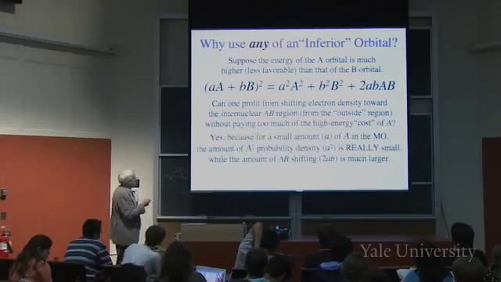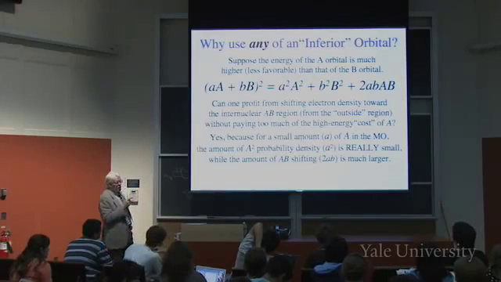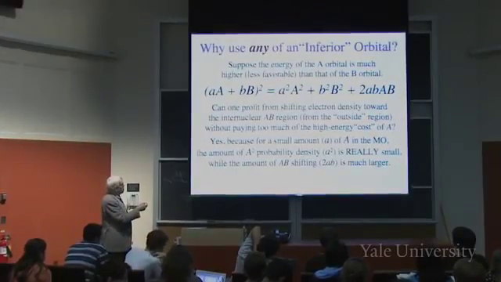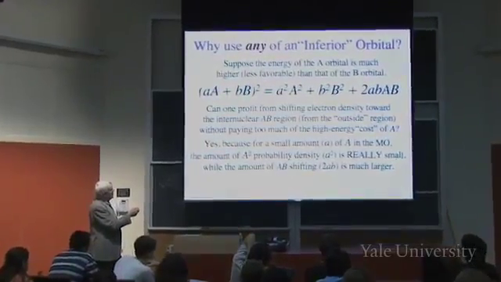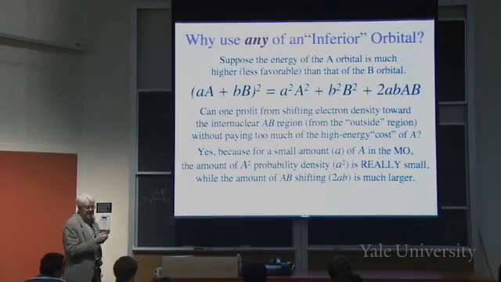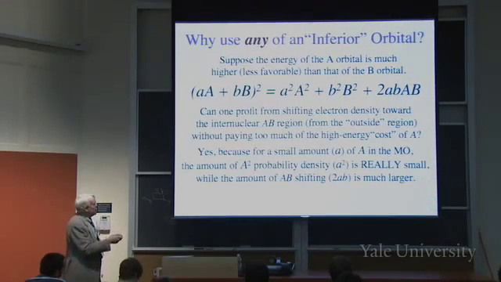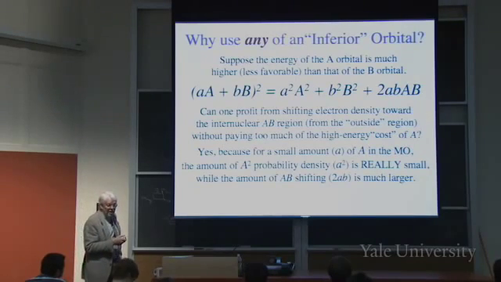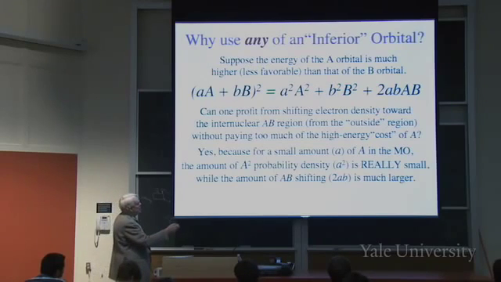But notice this, if you put only a small amount of A in, then the amount of A squared probability density, this bit here, is A squared parts of that. Really, really tiny if A is tiny. But the amount of AB you put in is A times B, not A squared, right? So it's much bigger. So you get this good stuff without getting very much of this bad stuff, right?